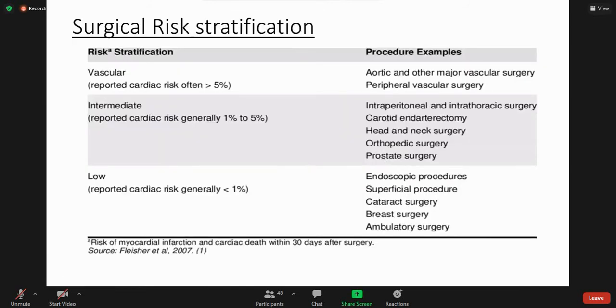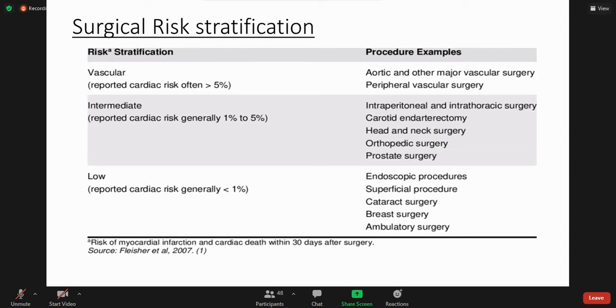So, surgical risk stratification: we have identified the types of surgeries according to their risks. Certain surgeries are high risk, certain surgeries are intermediate risk, and certain surgeries are low risk. What types of surgeries are included in high risk? These are usually vascular surgeries, and they have a reported cardiac risk of often greater than 5%. These include aortic surgeries and other peripheral vascular surgeries.